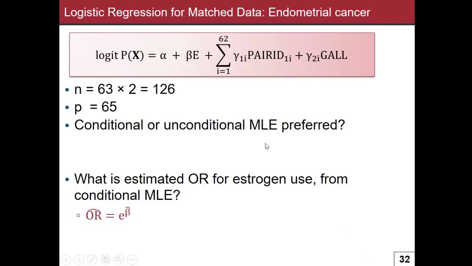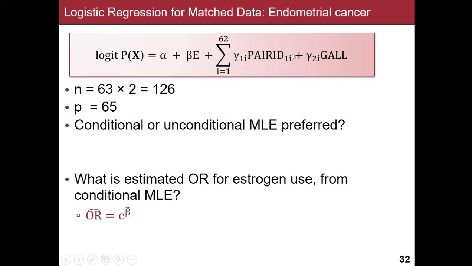And again, we want to fit the conditional logistic regression model here, because why? We have 126 observations, 63 cases, 63 controls. And in this model we've got 62 dummy variables, plus this term for gallbladder, that's 63. And then we've got the intercept and beta, the beta term for exposure. That's 65 things to estimate out of 126 pieces of data. That's asking a lot. And so we need to use the conditional model, okay?